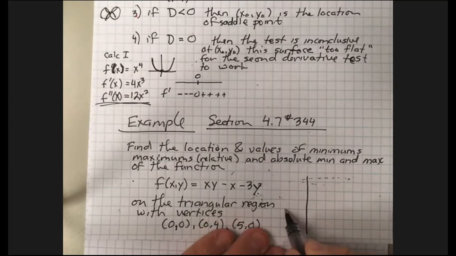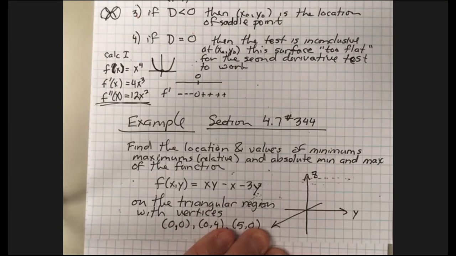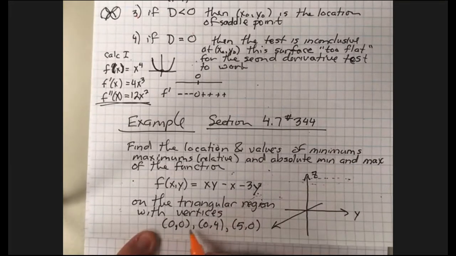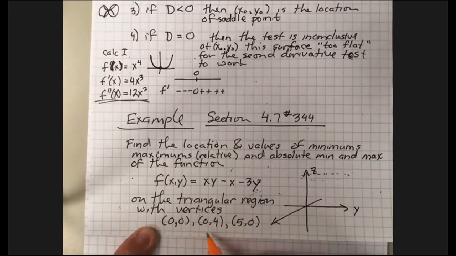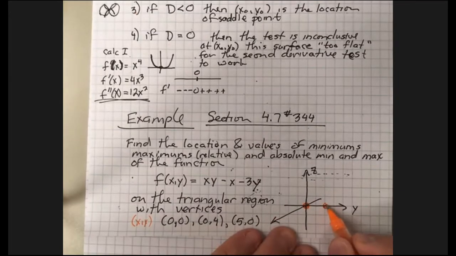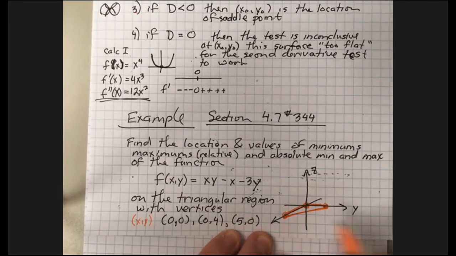So let's visualize this. I don't know what the surface looks like yet. I could have a machine draw the surface for me, but I want to practice visualizing things myself. The surface, I can't just plug in points and easily visualize, but this triangular region that I'm examining the surface over, (0, 0), (0, 4), and (5, 0), is the triangular region in the plane. These are the x, y points right here. So I want to look at the surface above this triangle.